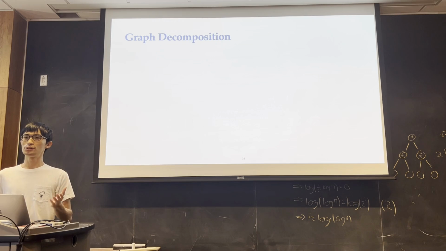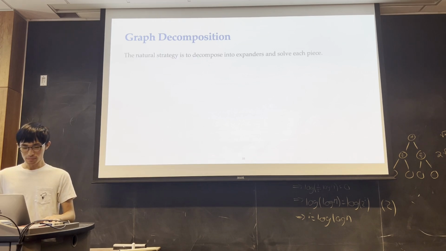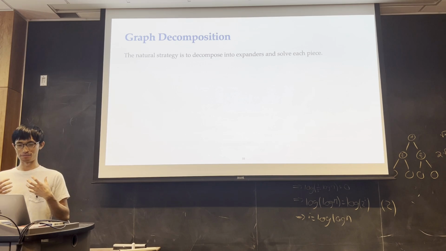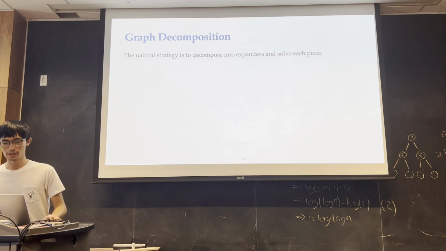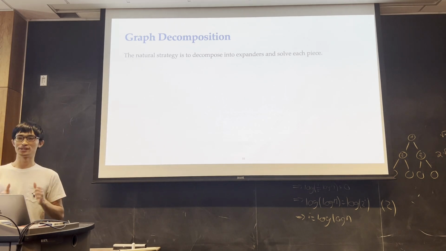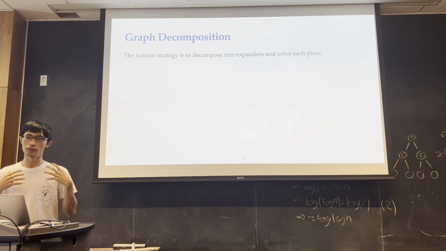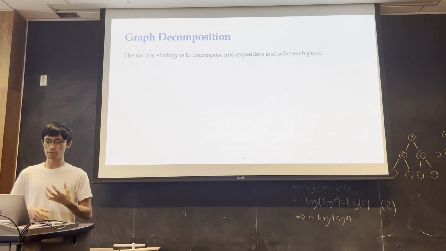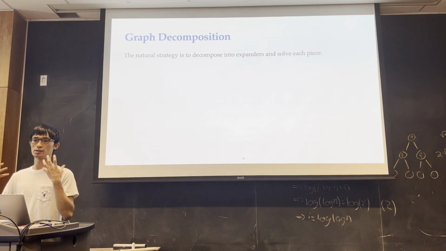And one natural idea is to do graph decomposition. We can decompose the graph into expanders and then solve each piece. And this is a strategy that Jason knows very well, and I guess for unique games, this is what they do to get the sub-exponential time algorithm for unique games. So basically, this has been done before. People first study the case when the graph is an expander, and then for worst case graphs, they decompose and then solve each piece.